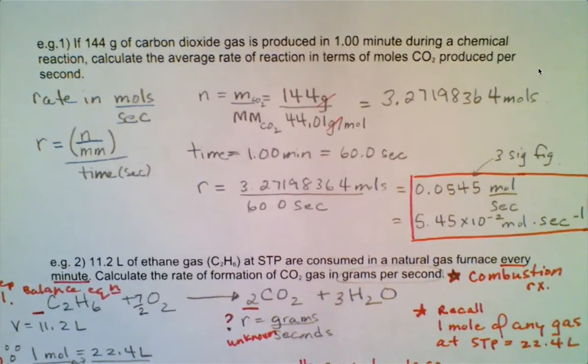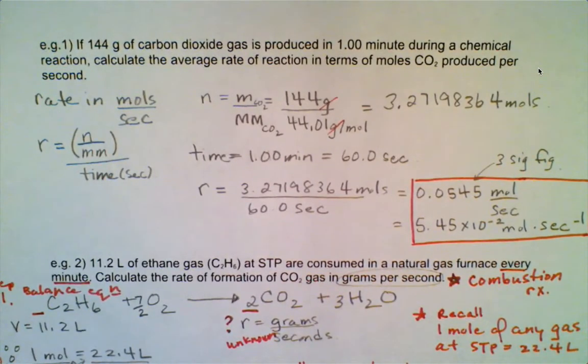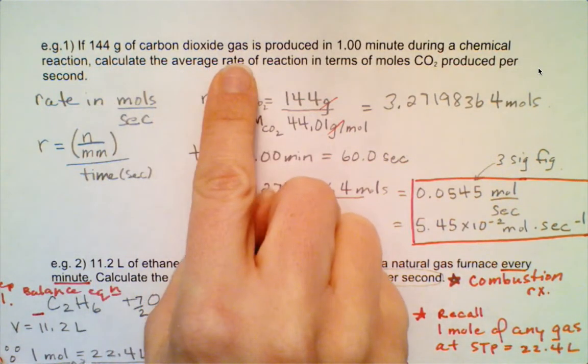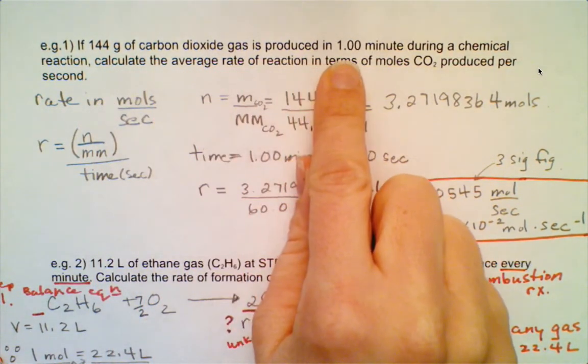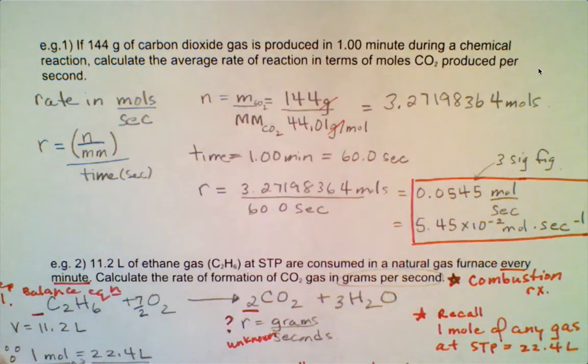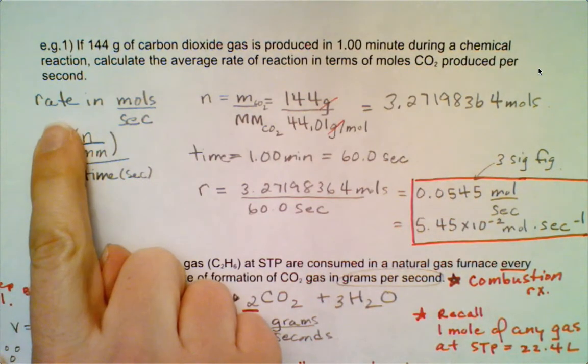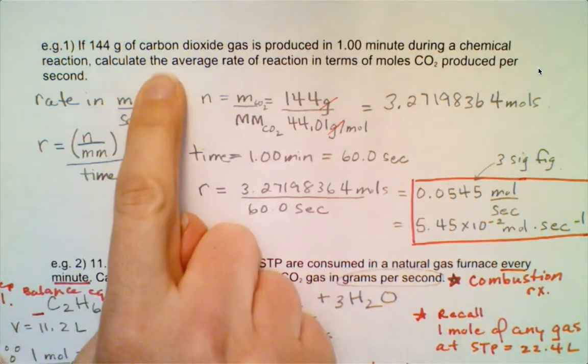I wanted to go over how to do some of the initial rate calculations with the examples on the rate note. In example number 1, they tell you that you have 144 grams of carbon dioxide gas and it's being produced every minute during a chemical reaction. They want you to report the rate in terms of moles per second. So this is what they need us to get, rate in moles per second.